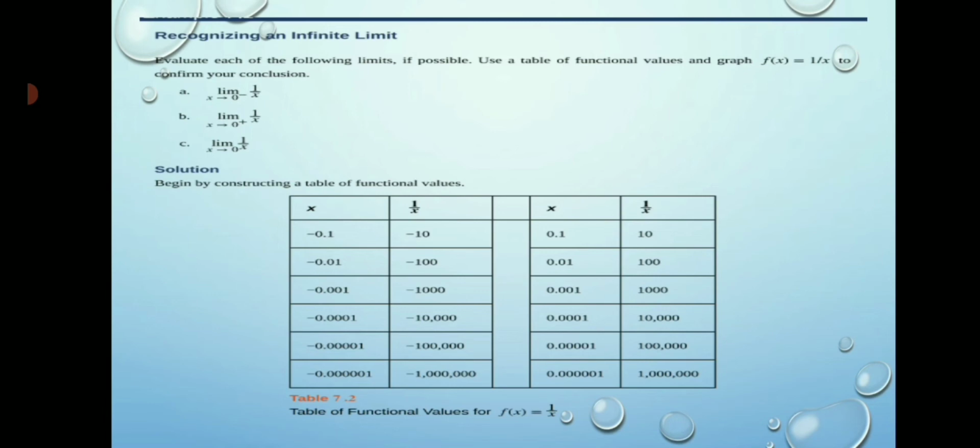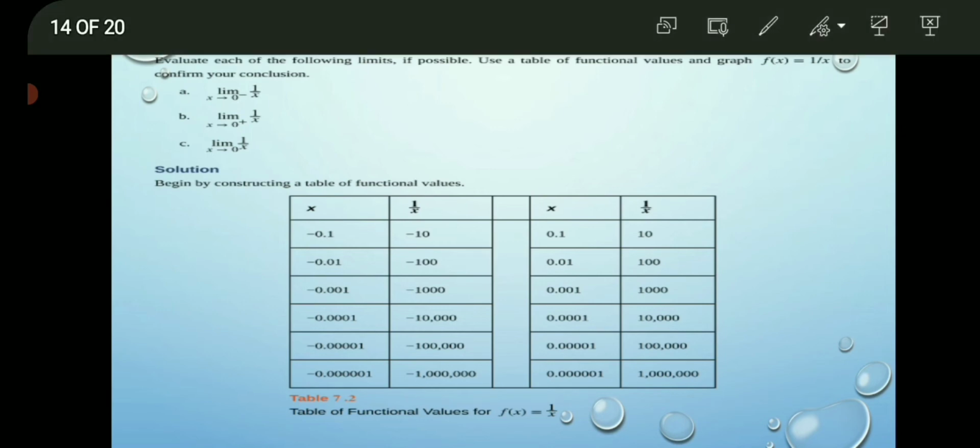The solution begins by constructing a table of functional values. On the first table, these are the values of x where x is less than 0. We only need to substitute all the values of x into this function and write the answer here.